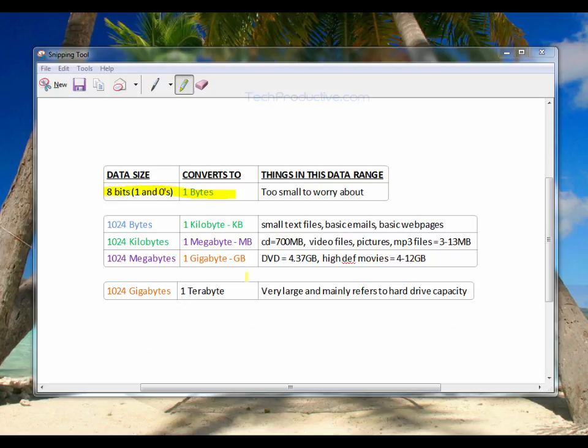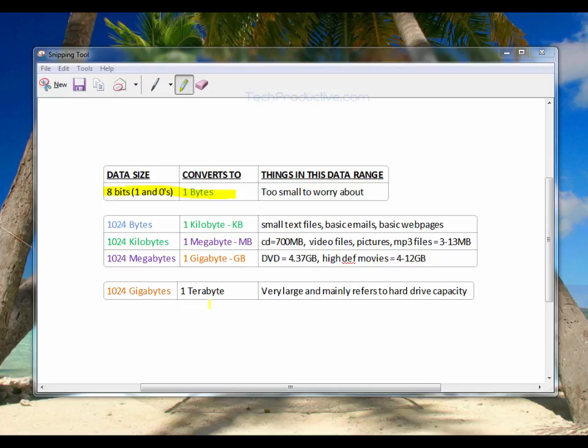These three measurements are typically where you're going to work the most. You also get the terabyte range, which is 1,000 gigabytes, but files very rarely, especially for home users, go into the terabyte range. So these days you can pick up drives around the 1 to 4 terabyte range.